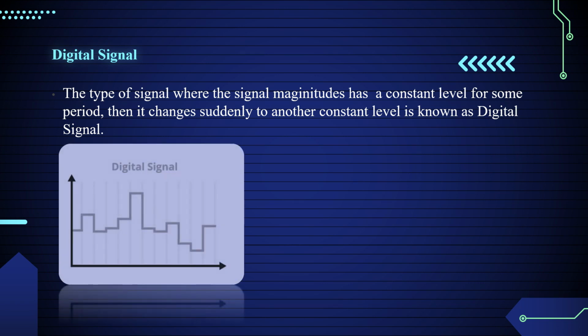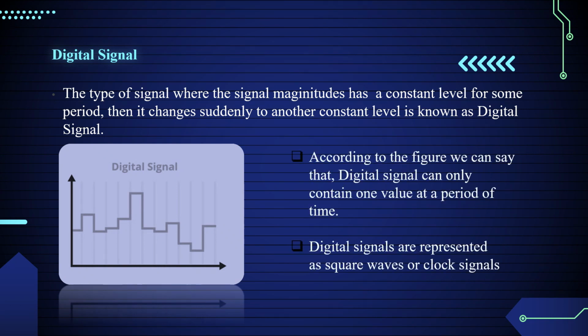This is a graph, or you can say this is a diagram which is an example of digital signal. According to this figure, we can say that digital signal can only contain one value at a period of time. We can see that digital signals are represented as square waves or clock signals.